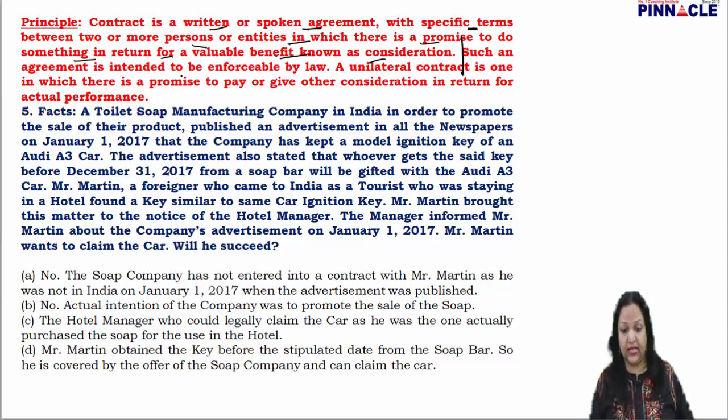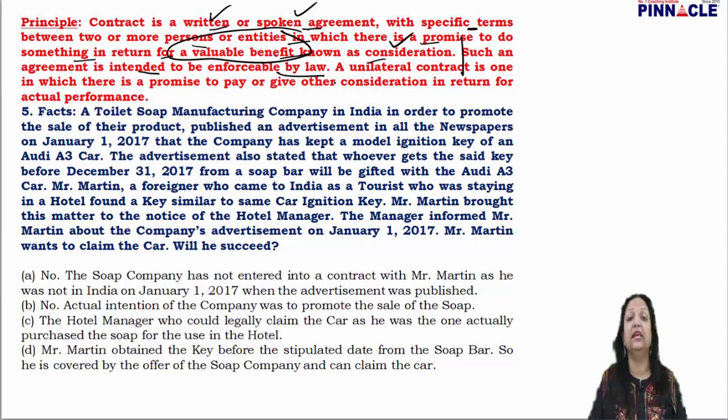A contract can be written, it can be spoken. There can be written and spoken contracts. Verbally also there can be contracts with specific terms and conditions between two or more persons or entities in which there is a promise to do something in return for a valuable benefit, which in most cases is money, and that is known as consideration. Such an agreement is intended to be enforceable by law. All such contracts, if one person backs out, can be enforced by law. You can approach the court and you can seek the remedy. A unilateral contract is one in which there is a promise to pay or give other consideration in return for actual performance.